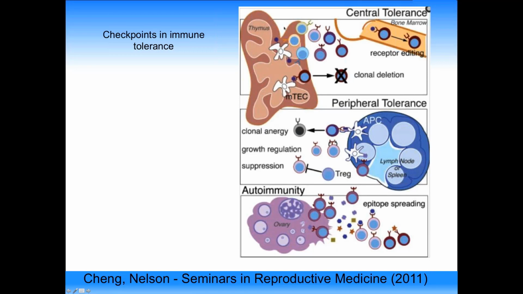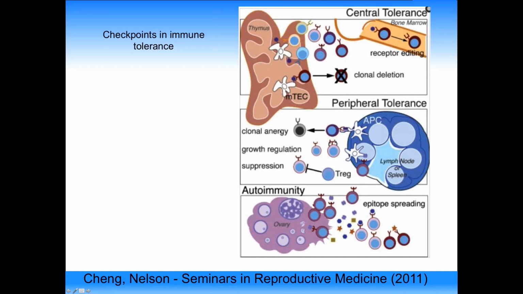Now, central tolerance takes place in the thymus, and you have cells coming from the bone marrow transporting through the thymus, and while in the thymus, they interact with cells that present self-antigens to them. And if they're reactive with the self, that clone of T cells is deleted. Other things can happen where the T cell receptors can be edited to reduce their likelihood of being autoreactive. But some cells do get out of the thymus that have some reactivity with the self, so there need to be mechanisms of peripheral tolerance to prevent autoimmunity.